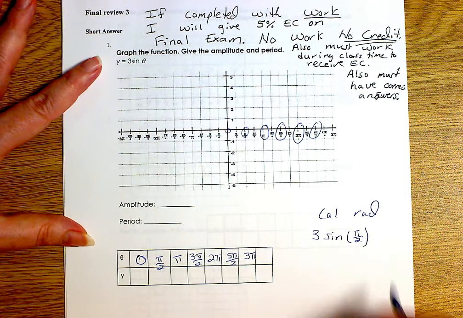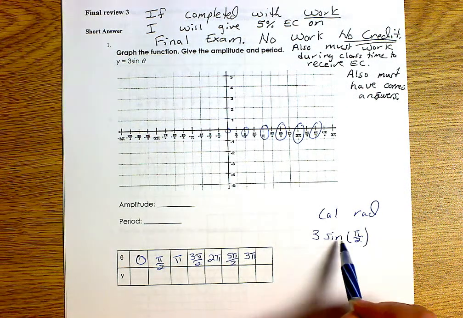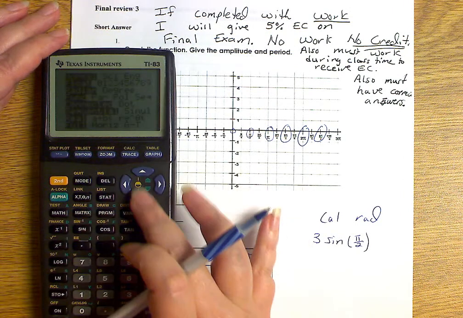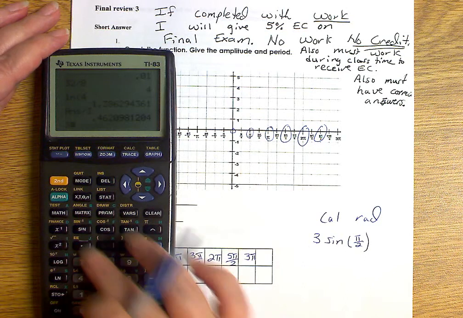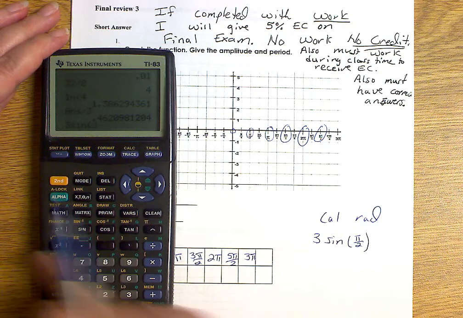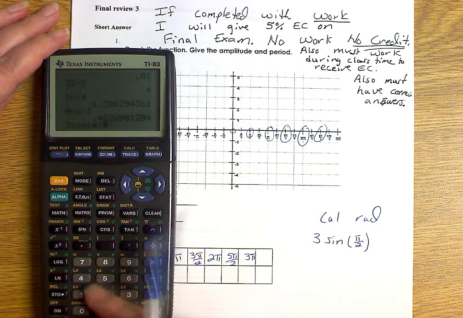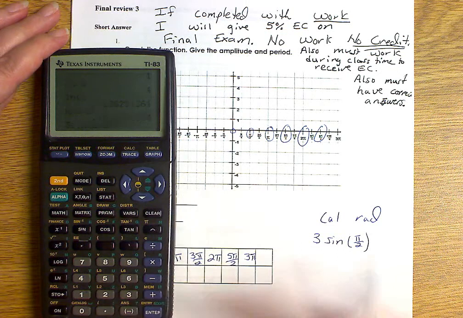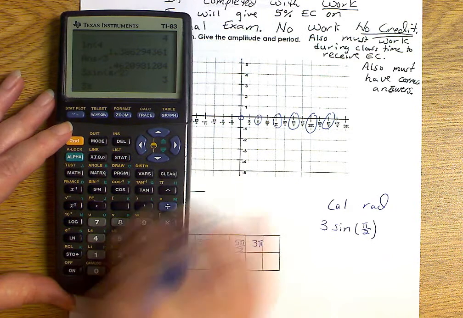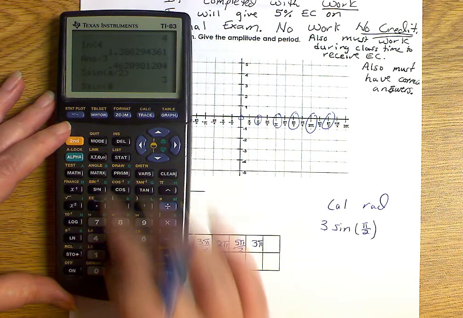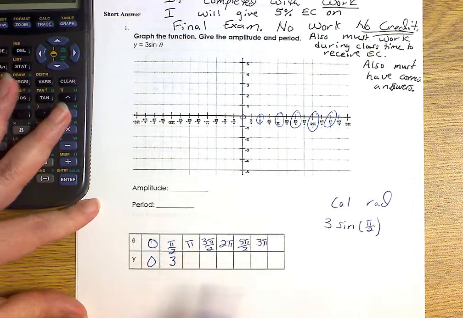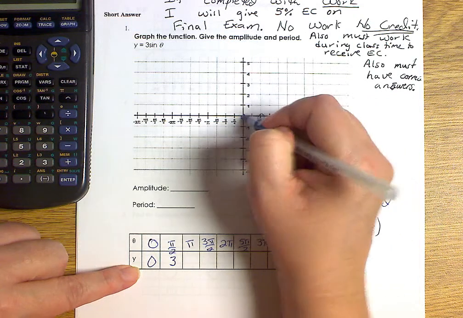So in your calculators, you would literally go 3 sine of pi over 2, which is 3. And you'd go 3 sine of 0, which is 0. And you would keep going and getting your numbers, and then you'd plot those.